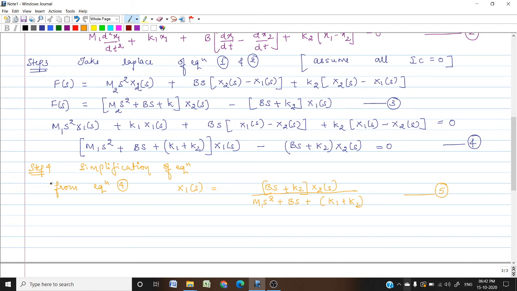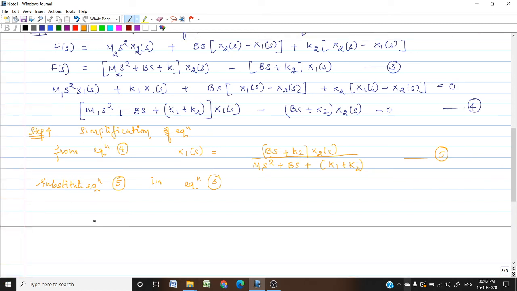Now the next step is to substitute equation 5 in equation 3. I'm really sorry for the disturbance because the place where I live is a bit crowded and it has a lot of disturbance. I'm really sorry for that.